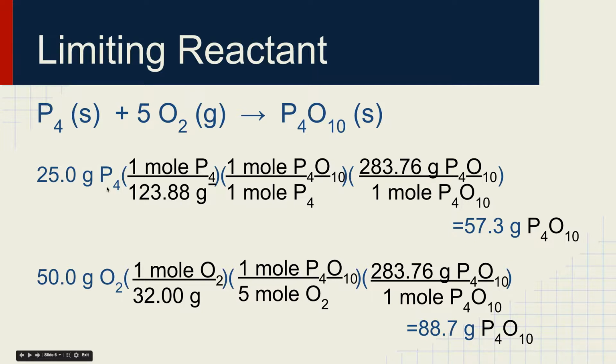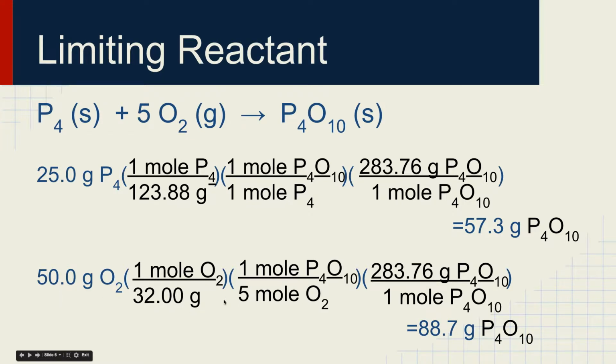When you do the math here, 25 divided by 123 times 1 divided by 1, don't have to do that math, it's the same, times 283.76, we get 57.3 grams of tetraphosphorus digoxide. Now that would be if 25 grams of phosphorus was completely used up and that was the only thing that we had to worry about. But we have to also think about the oxygen. So we're given 50 grams of oxygen.